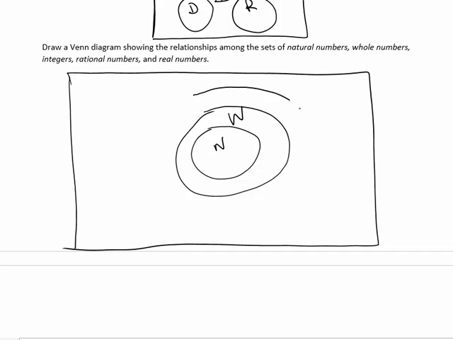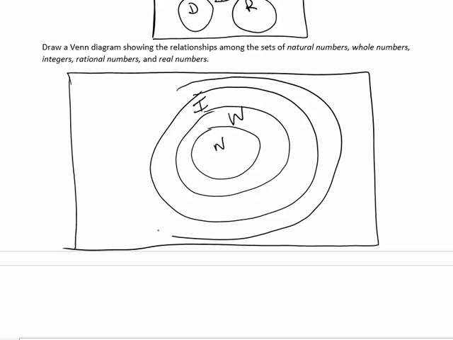And then after whole numbers, we encounter integers. Integers now include negative counting numbers, positive counting numbers, and 0. Then after integers, we discovered fractions, which we call rationals.